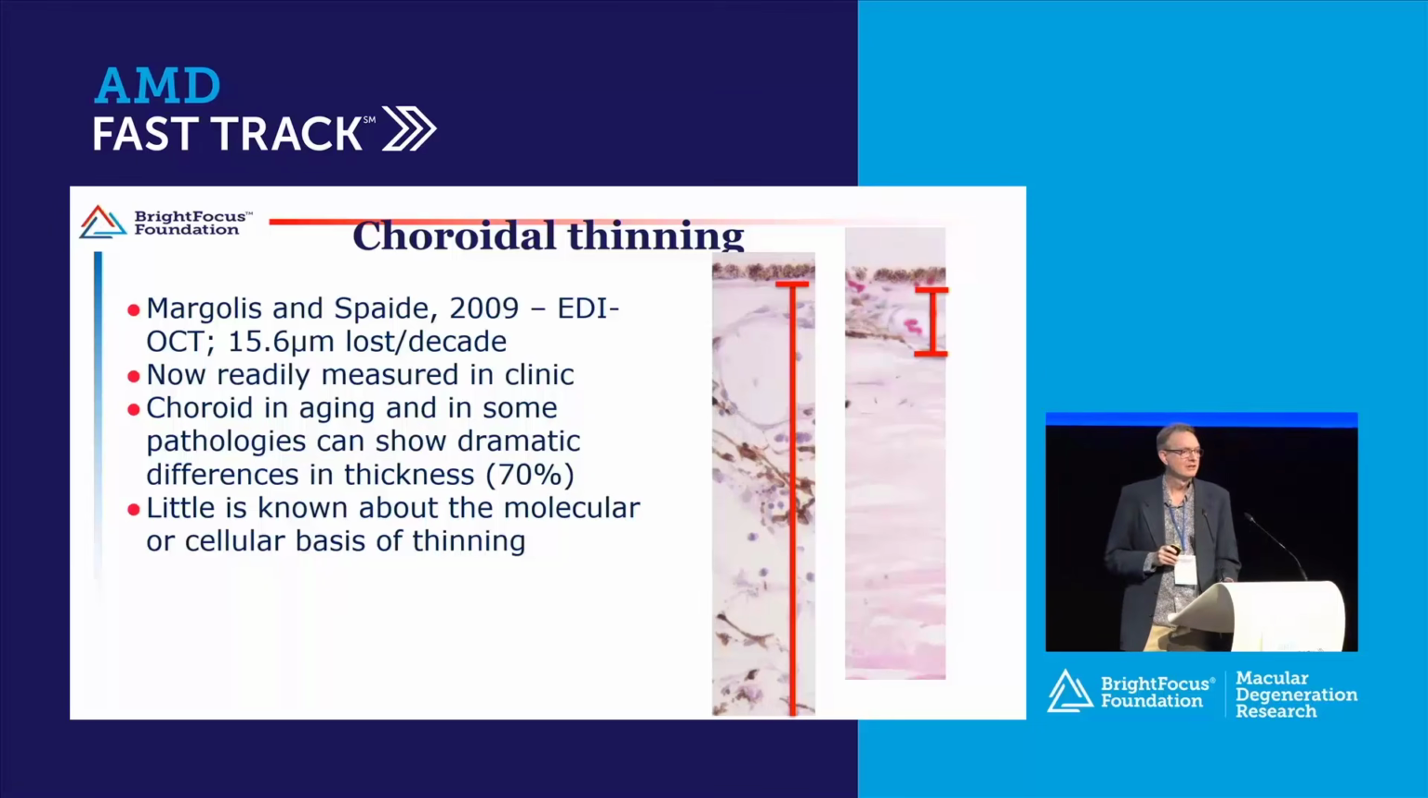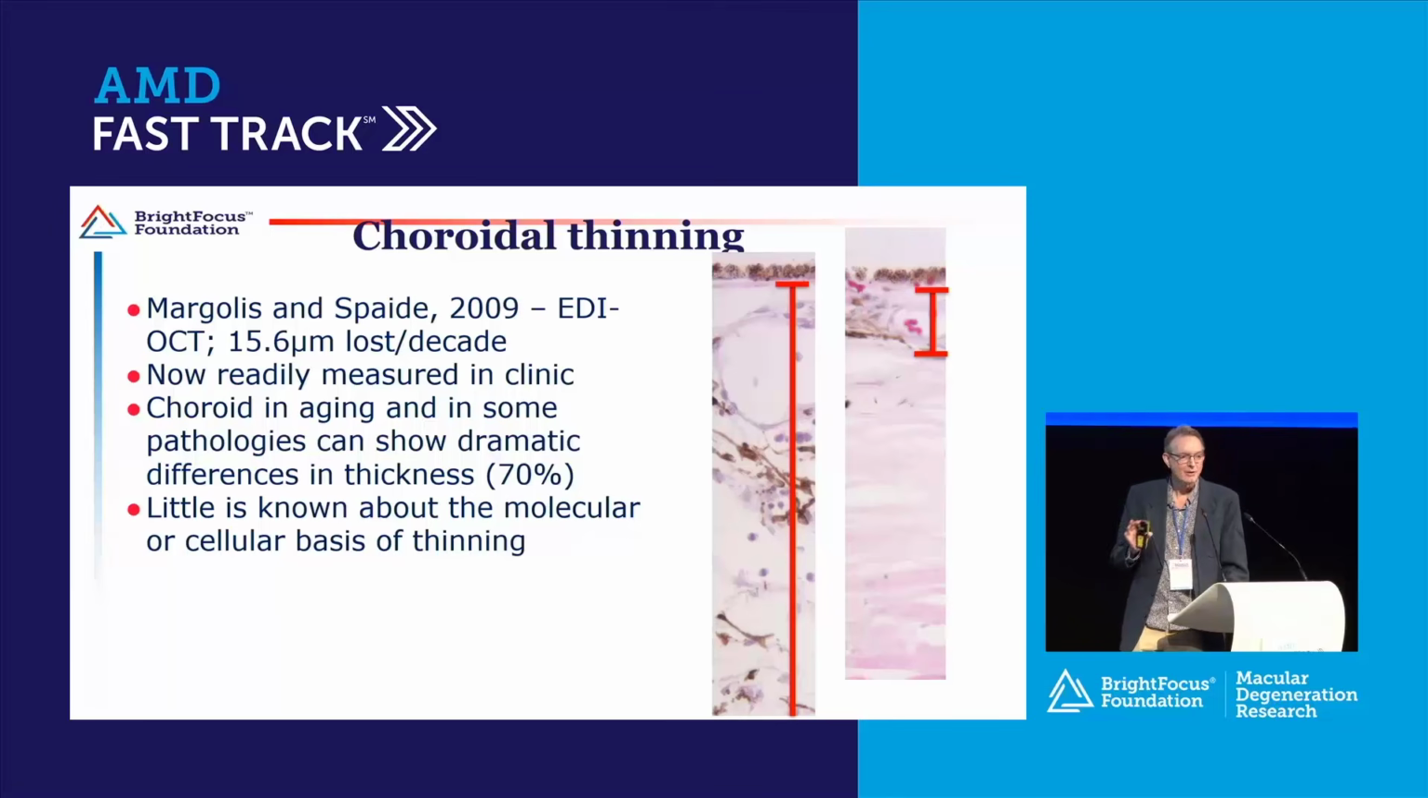All right, so in addition to deposits, aging eyes have choroidal thinning. And so we lose about 15.6 microns per decade was the original study. This can be studied in the clinic with OCT now and can be measured. And so every year, we lose 1 to 2 microns of choroid. So if you come back to the RD meeting in 2027, your choroid will be 2 or 3 microns thinner than it is today.